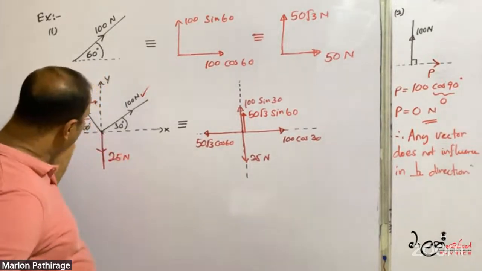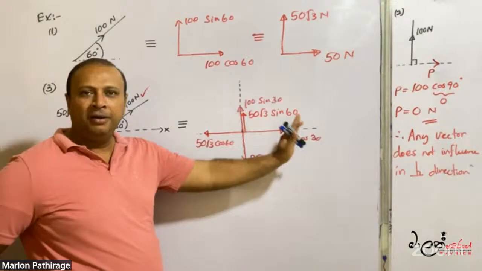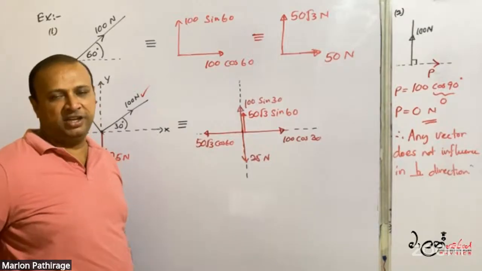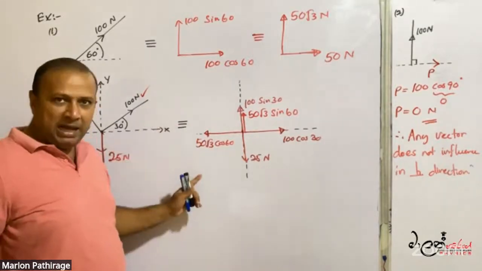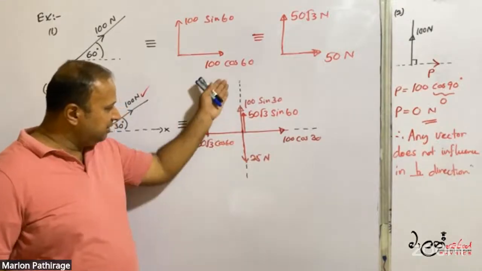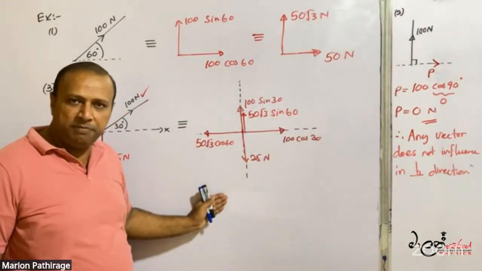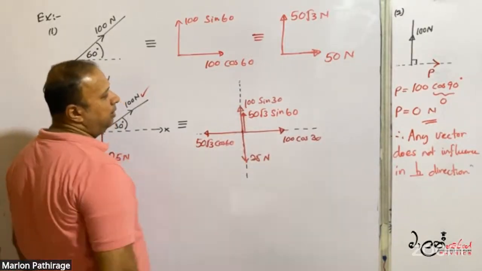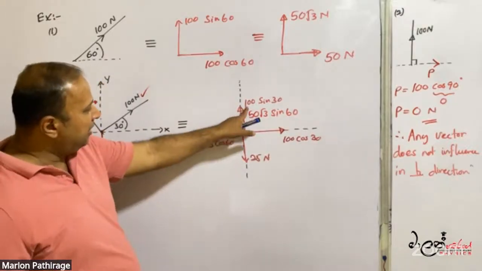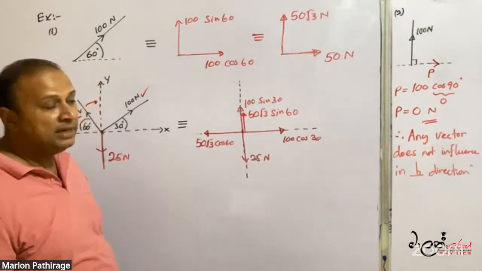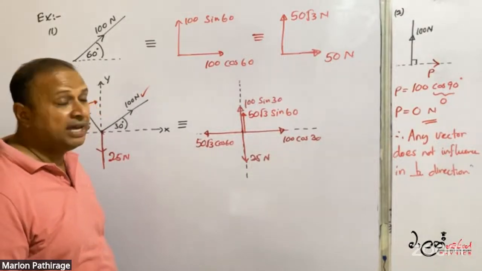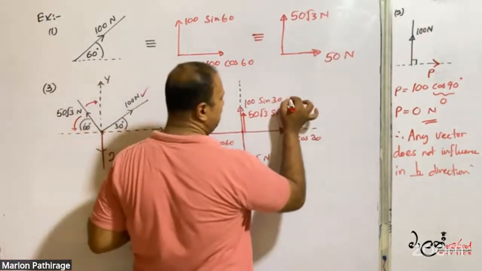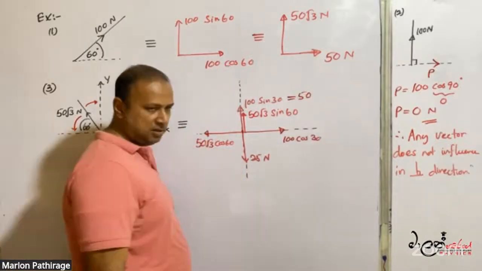Now we have resolved this vector system into vertical direction and horizontal direction, y direction and x direction. But there are several vectors in this direction, therefore we can now simplify. 100 sin 30: sin 30 is half, therefore that is equal to 50 Newton.